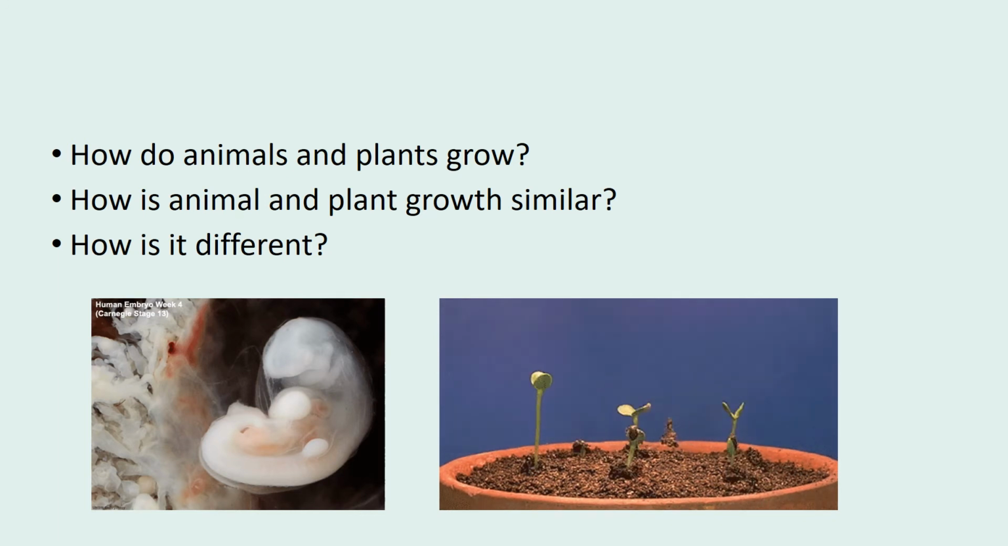Okay, so hopefully you've had a think about those 3 questions. So how do animals and plants grow? You might have spoken about cell division because that's what we were looking at in the last lesson. So you might have talked about mitosis because it's not the cells just getting bigger, it's that they're actually dividing. How is animal and plant growth similar? Again, you might have thought of lots of different things. You might have said about how quickly it happens, the way in which it happens.